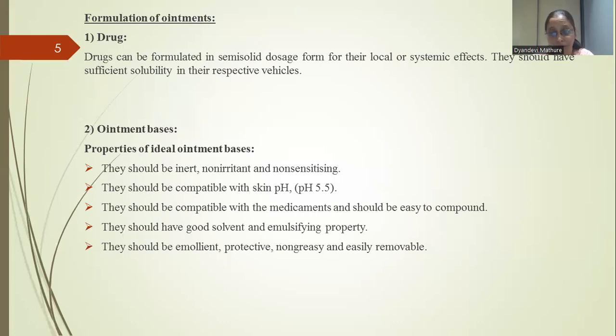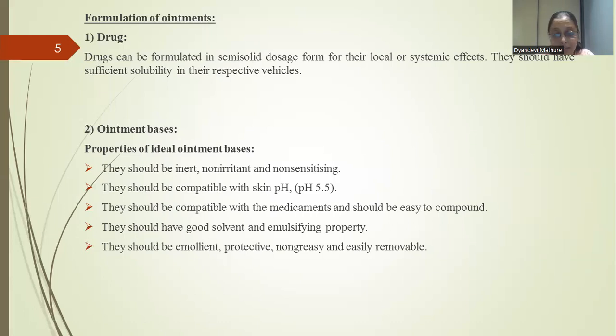So whatever base we are using, of course it is present in the higher amount, is base only. So it should have good solvent property, as well as good emulsifying property. Then it should be emollient, that is it should give you a soothing effect. We can say it should be protective, it should protect your skin from different types of sun rays, UV rays.